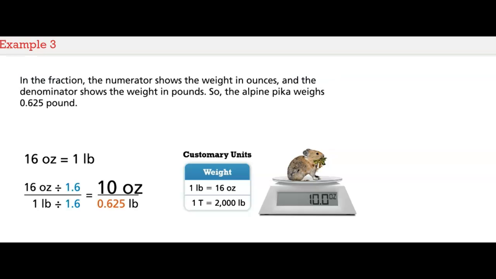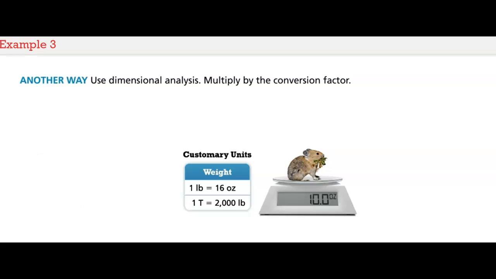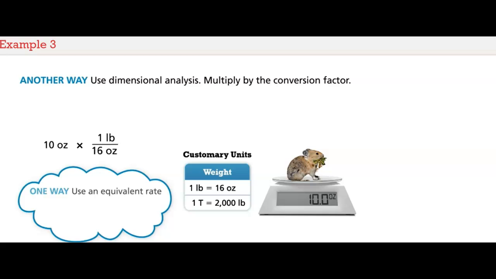In the fraction, the numerator shows the weight in ounces, and the denominator shows the weight in pounds. So, the alpine pica weighs 625 thousandths of a pound. Another way to convert ounces to pounds is to use dimensional analysis. Multiply the weight of the pica in ounces by the conversion factor, which is 1 pound divided by 16 ounces. Notice that the conversion factor is the reciprocal of the fraction that we used to solve the problem earlier.